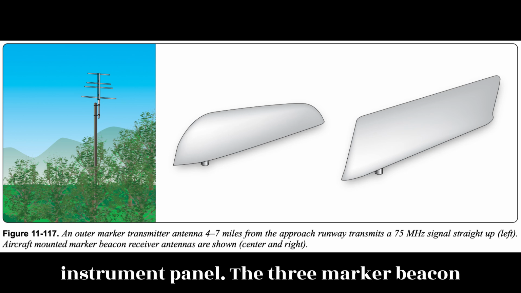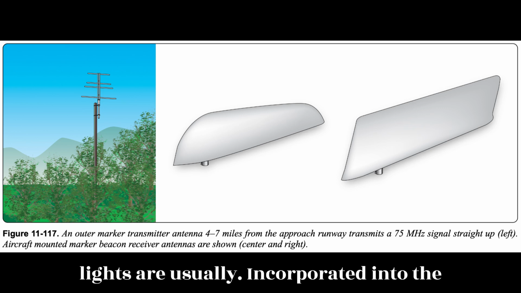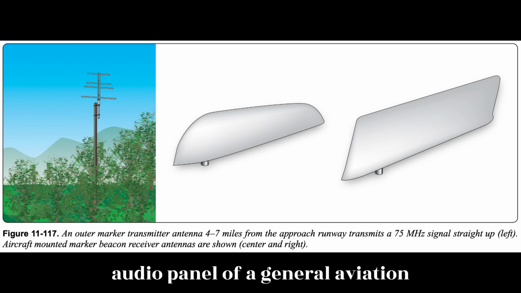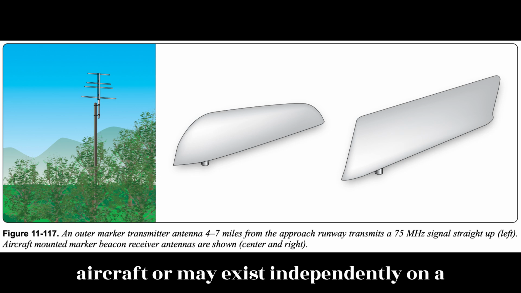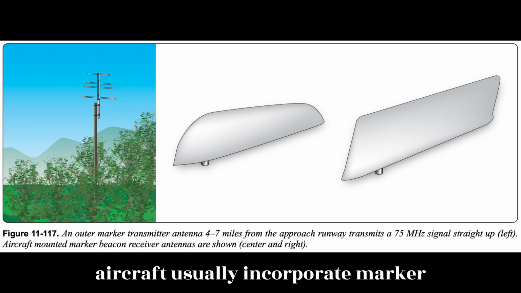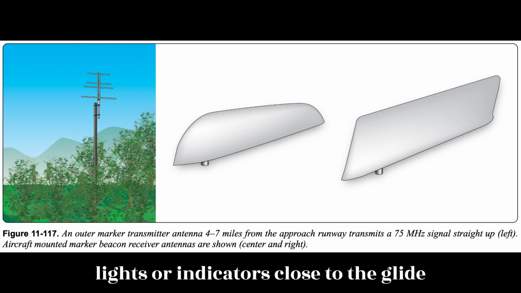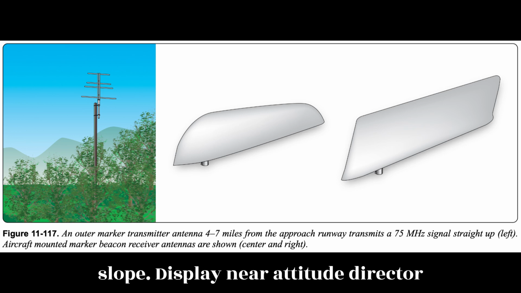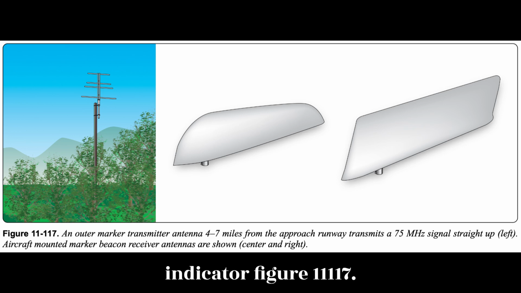The three marker beacon lights are usually incorporated into the audio panel of a general aviation aircraft or may exist independently on a larger aircraft. Electronic display aircraft usually incorporate marker lights or indicators close to the glideslope display near the attitude director indicator. Figure 11-117.